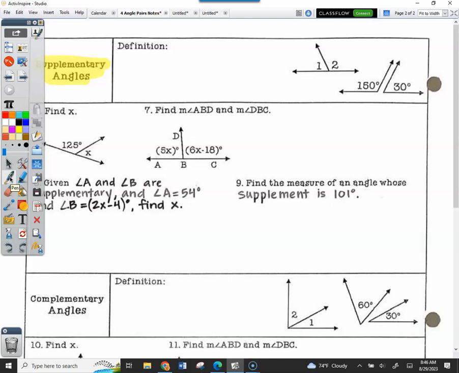Okay? Let's write the definition. Supplementary means angles that add to equal 180. Angles that add to equal 180.